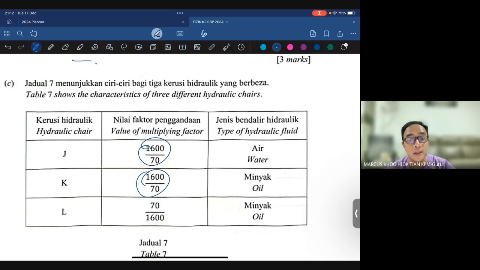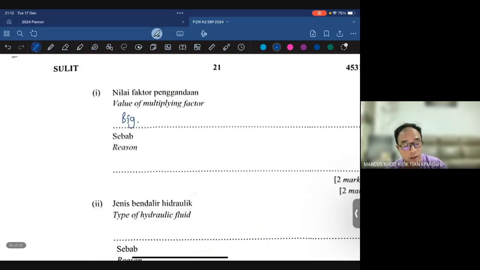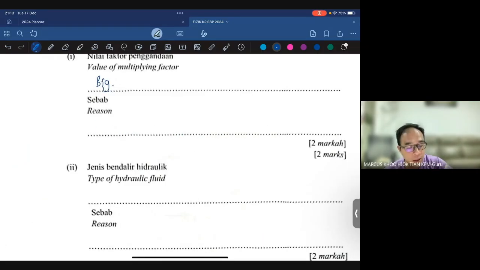Because say 1600 over 70 compared with 70 over 1600. Obviously 1600 over 70 is the bigger number, so it's a bigger multiplying factor. The type of hydraulic fluid, we must know this. We always use oil and the answer is pretty standard for oil. Big multiplying factor so that you can get a large output force. This is standard.